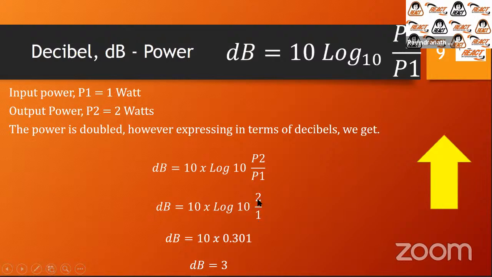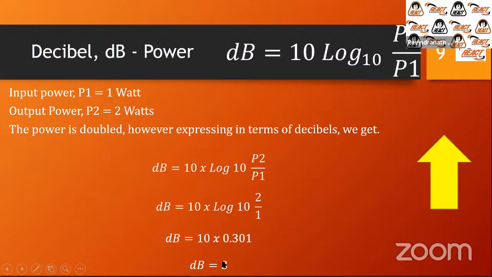So 2 over 1 is 2. We take the log of 2, and the log of 2 is actually 0.301, and we multiply it by 10. When you multiply 10 by 0.301, you get approximately 3. So that is how we come to the conclusion that when we increase the power from 1 watt to 2 watts, which is twice the power, the gain is 3 dB.